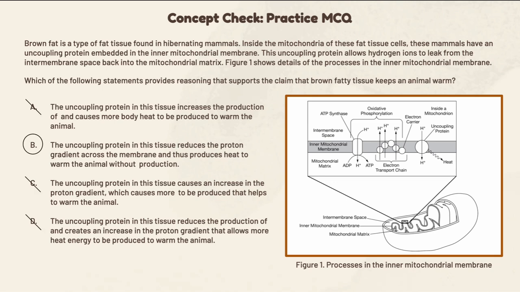The correct answer choice happens to be option B, and this choice is correct because the uncoupling proteins cause a reduction in the proton gradient across the inner mitochondrial membrane as protons constantly leak into the matrix. Heat energy is released as the protons move, but less ATP is made because of the decreased concentration of the hydrogen ions available to move across ATP synthase.